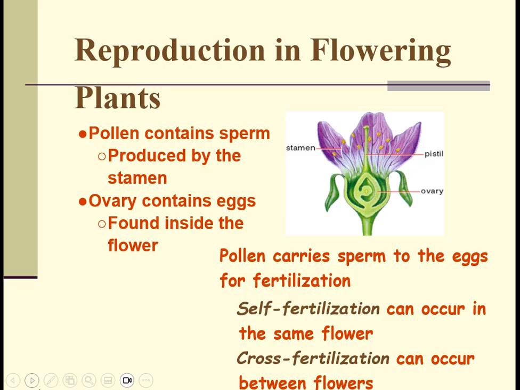Reproduction in flowering plants. Pollen contains sperm produced by the stamen. The ovary contains eggs found inside the flower. Pollen carries sperm to the eggs for fertilization, which is called self-fertilization. Self-fertilization can occur in the same flower. Cross-fertilization can occur between flowers.